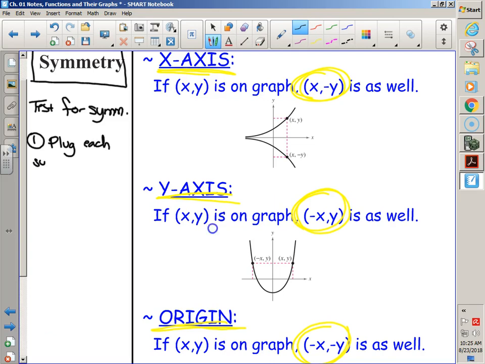Plug each symmetry's corresponding point into the function. Do you guys know that FN is an abbreviation for function? Do we know that? Plug each symmetry's corresponding point, so x-axis, y-axis, origin, into the function separately.